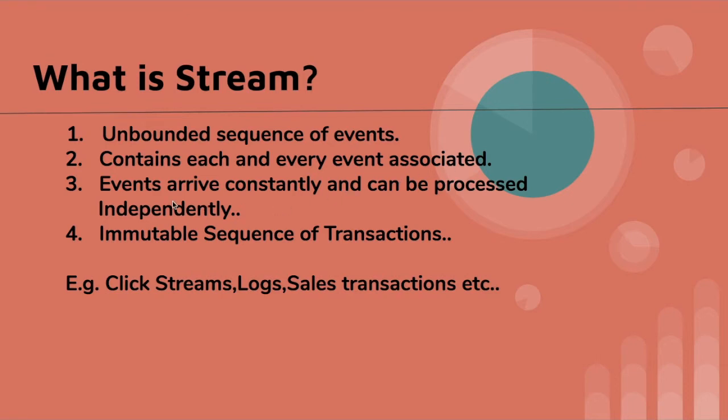And the third point, events arrive constantly and they are independent. You can process them independently or you can process them in groups. And all these events are immutable. They are just inserts. You cannot update them. Some examples are click streams, logs, and also sales transactions.